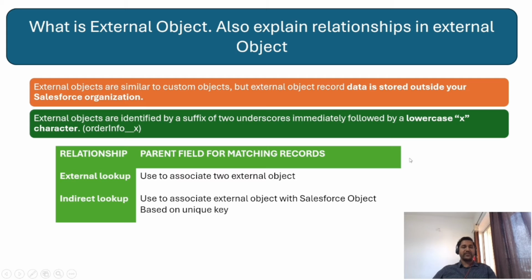Next question, which is again a very important question. This question can also be asked if you are an admin. So what is an external object and what are the different types of relationships available in external objects? Just to summarize, external objects are very similar to custom objects, but external object record data is stored outside your Salesforce organization.